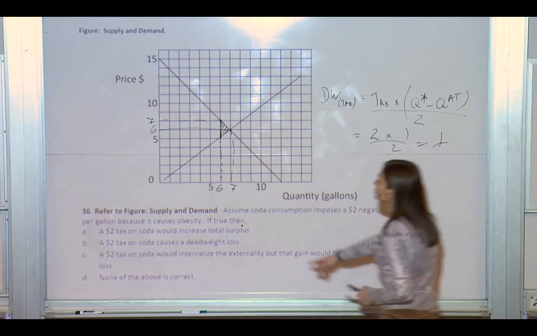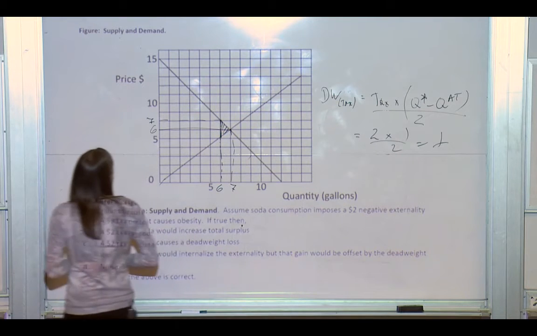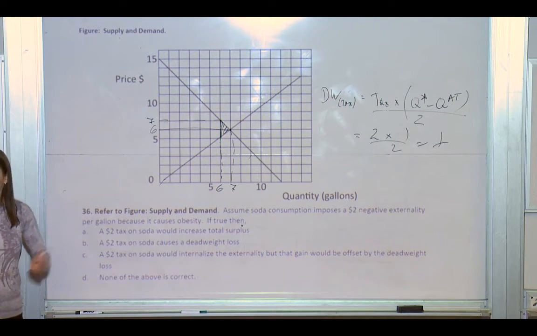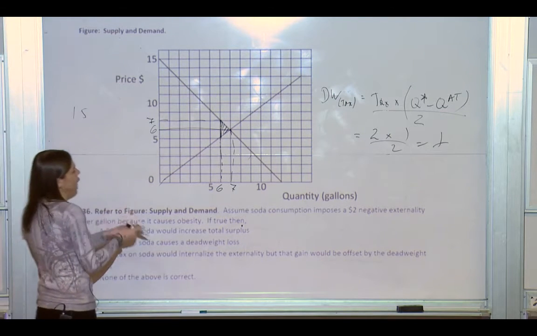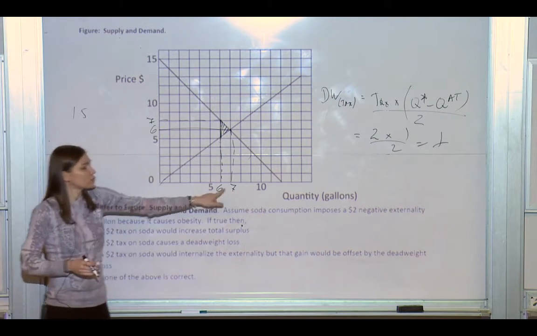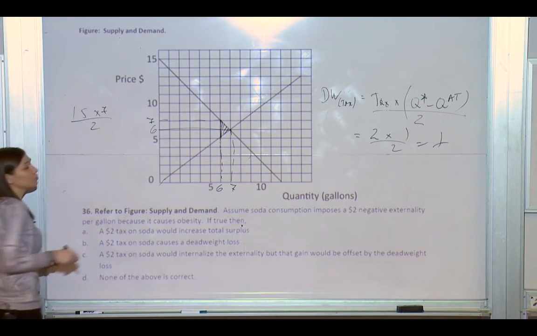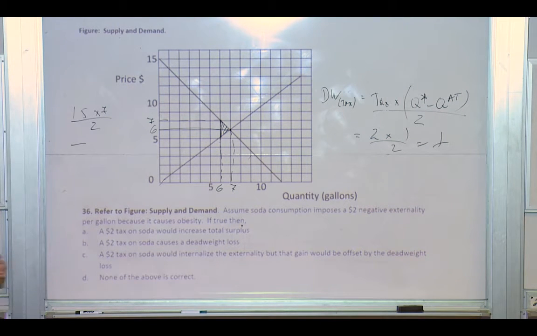No, because I don't know this intercept. But if I assume the intercept is 0, all right, so total surplus without intervention, right? This is 15, that side, times the quantity, times 7, divided by 2, right? Minus, because I have an externality that I'm not accounting for, 14.